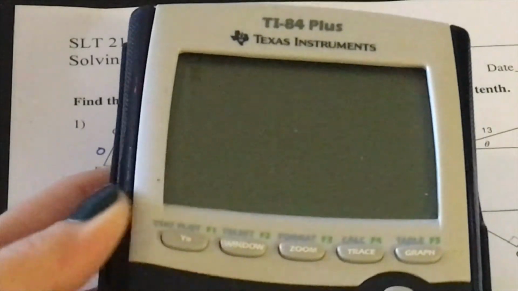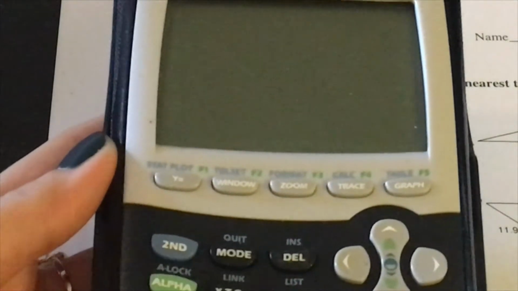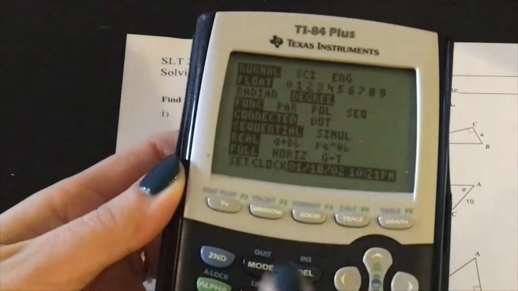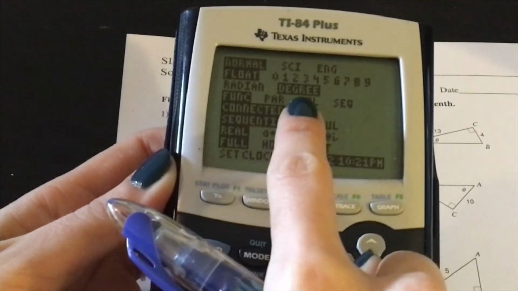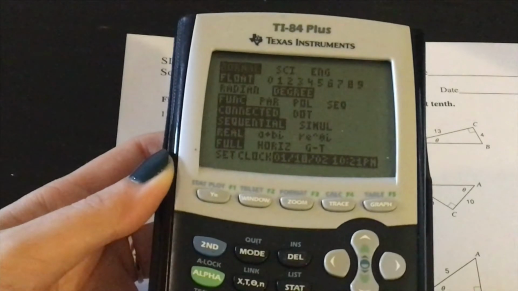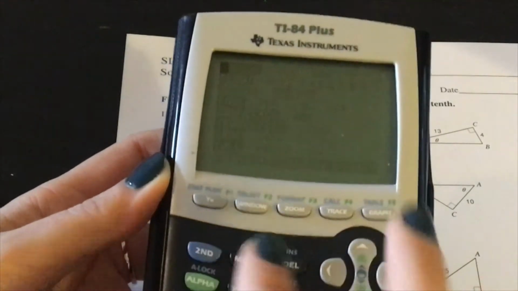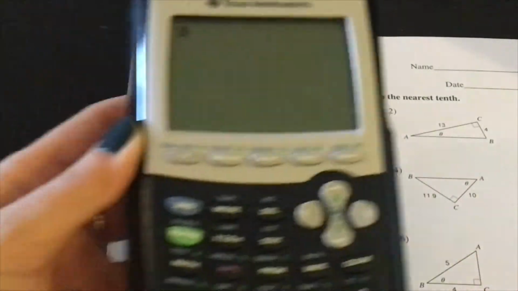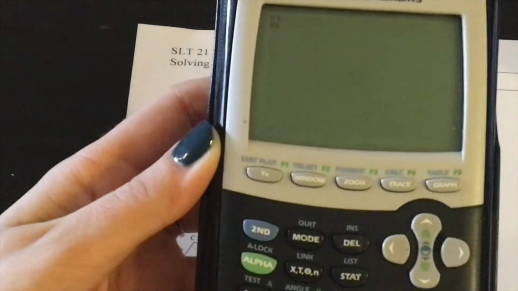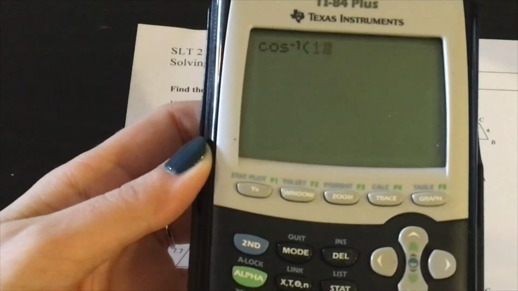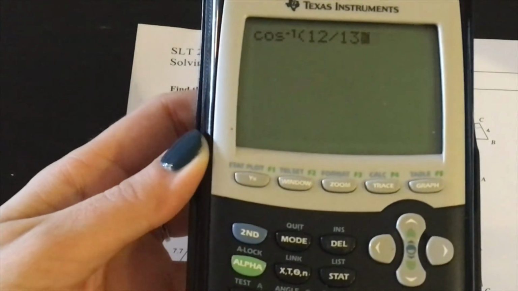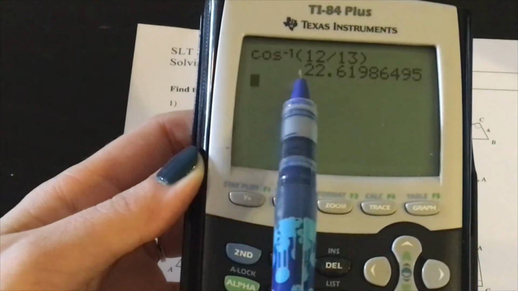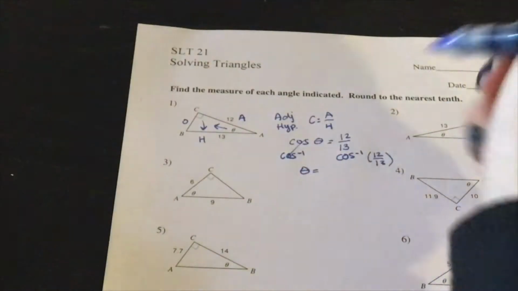Please remember, anytime you're using your calculator, you need to make sure that you're in the correct mode. And the correct mode is degrees. So hit mode, make sure degree is highlighted, not radian, otherwise you will get the totally wrong answer. So inverse cosine, 12 over 13. Second cosine gets me my inverse cosine, 12 13ths. It says round to the nearest tenth, so 22.6 degrees.